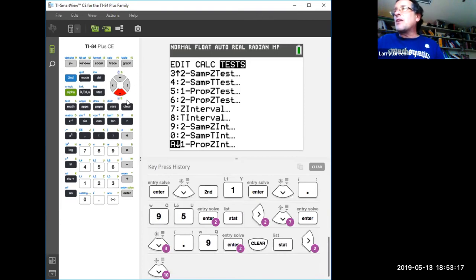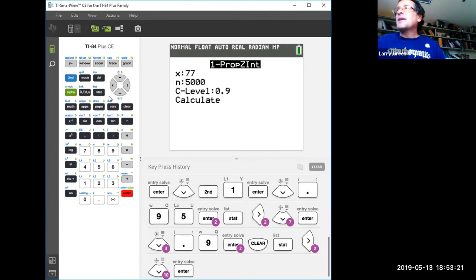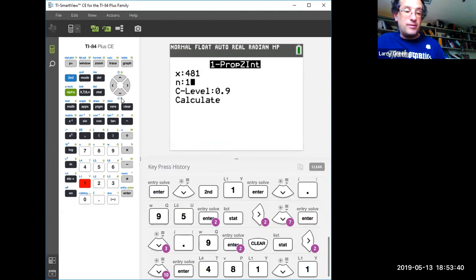All right, so I'm going to go to the 1 prop z int. I hit enter, and it asks for x. So x, remember, we had 47%. So 47% of 1,024, if you put that in a calculator, you get about 481. You should always use proper rules of rounding. Our n was 1,024.